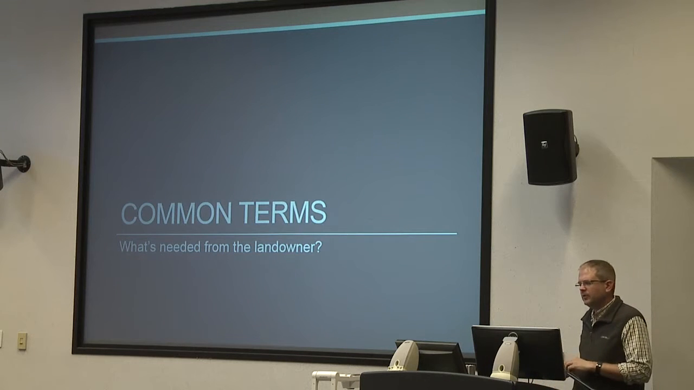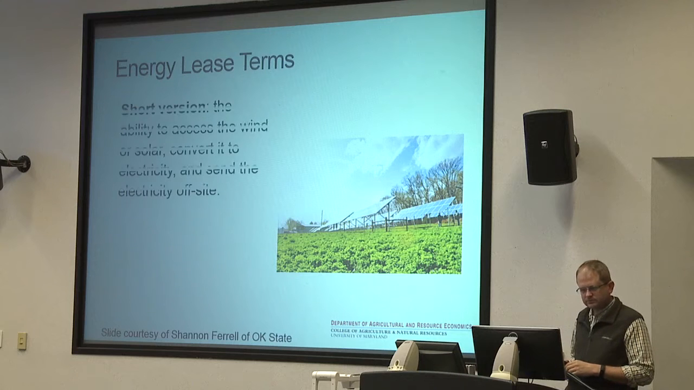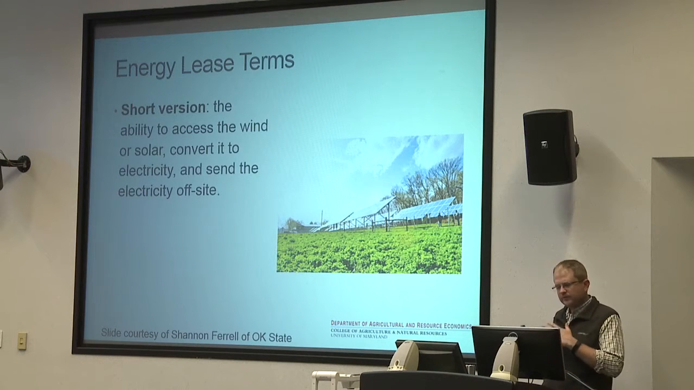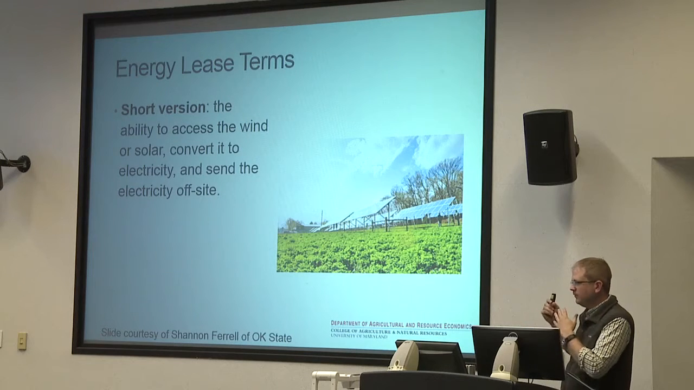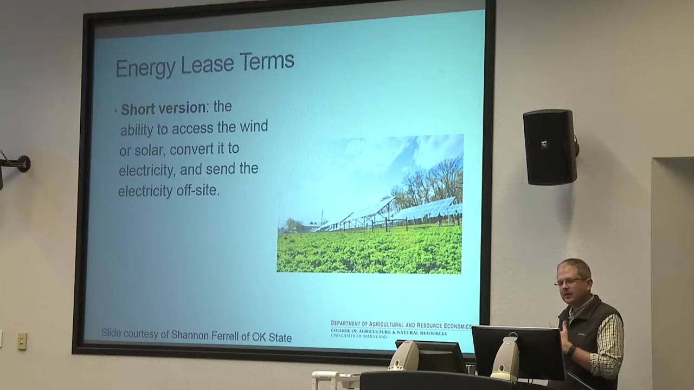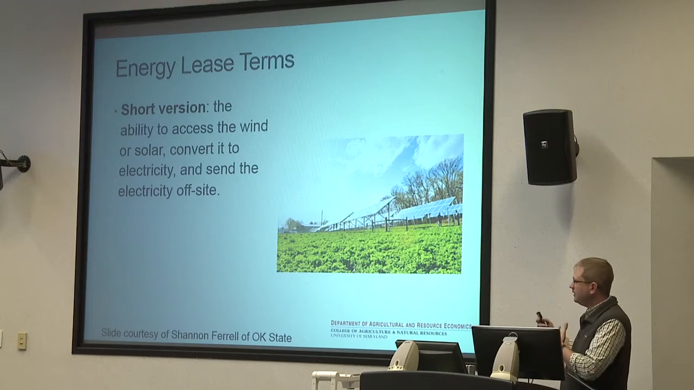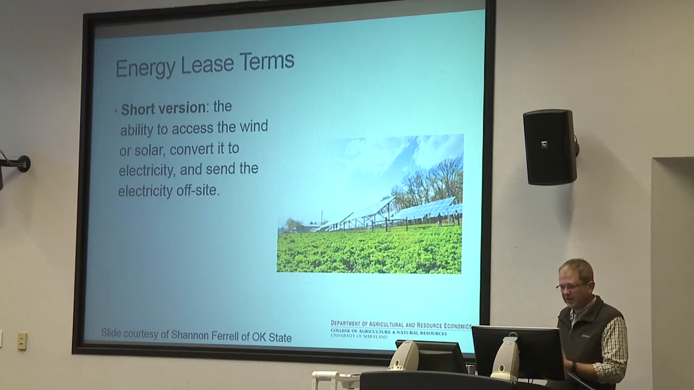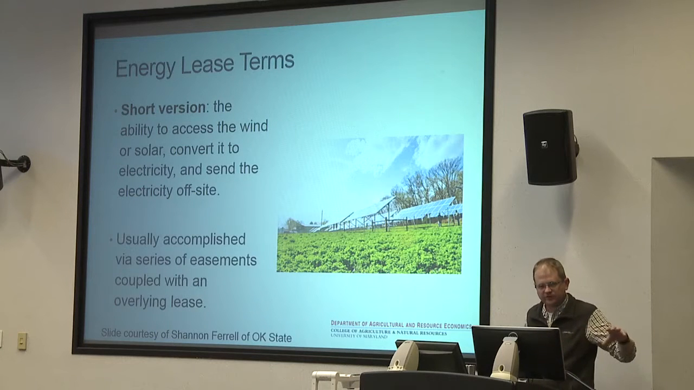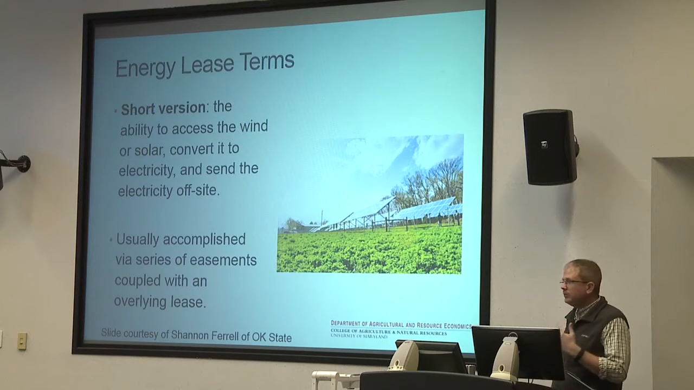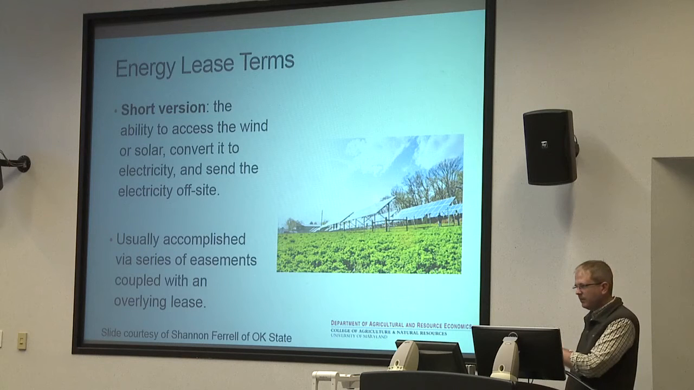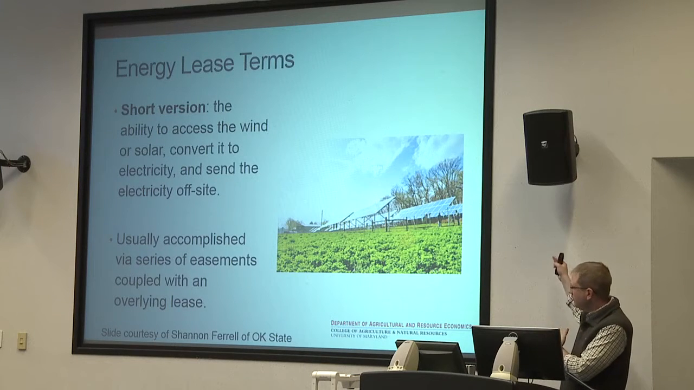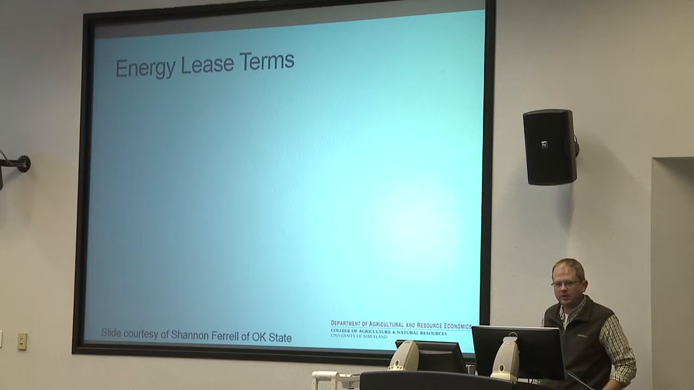So what are the common terms and what do landowners need to know? The short version is, if we're looking at wind, solar, or any alternative energy agreement that converts something into electricity, we need the ability to access the land. These agreements are one way we can get in to access the land and send the electricity somewhere else. We usually do these with a series of easements that are coupled with an overlying lease. So these will be a series of agreements you enter into. There may be a primary easement, another easement, and then an overall lease as we go down the road.